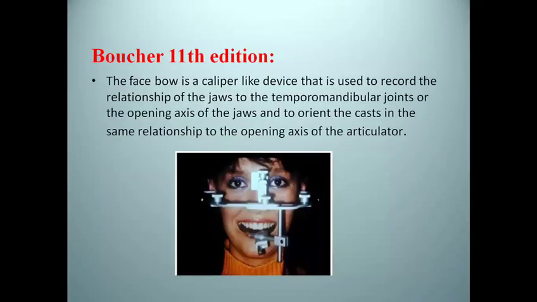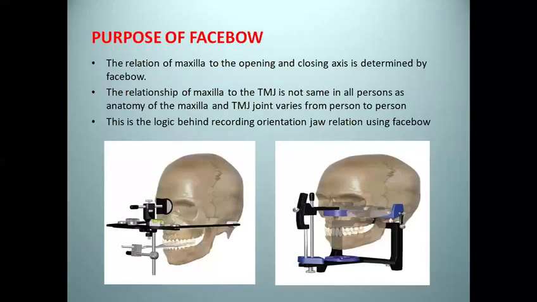First of all, let's discuss the definition of the facebow. According to Boucher's 11th edition, the facebow is a caliper-like device that is used to record the relationship of the jaws to the temporomandibular joint or the opening axis of the jaws and to orient the casts in the same relationship to the opening axis. So here we can see the facebow assembly, which is used to record the opening axis of the jaw and transfer it to the articulator so that the same could be replicated.